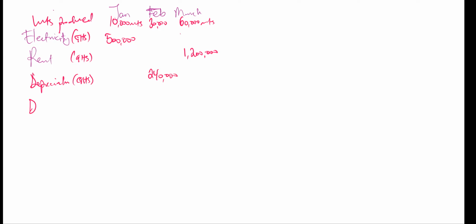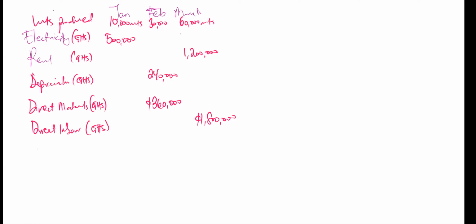Then I add direct materials. We know materials are variable or fixed? Variable, right? So materials in Ghana cedis for this period were 360,000. Then we have direct labor. Direct labor was 1.8 million Ghana cedis. Then we have direct expenses, which were 620,000.